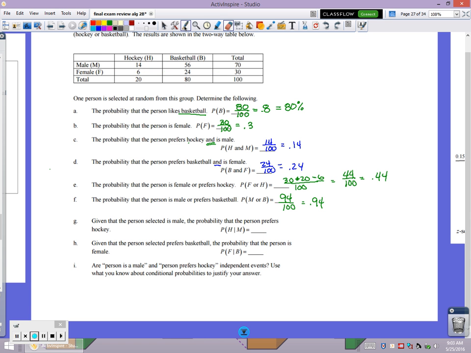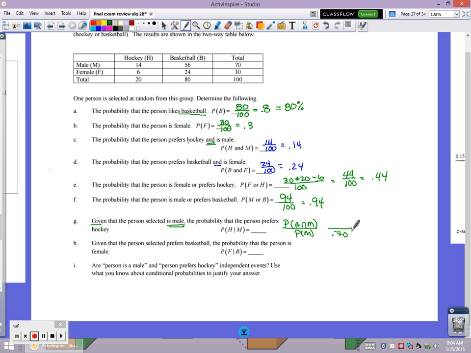So let's see what we got here. Given that the person selected is male, so given that they're male, the formula said we needed to take the probability of H and M divided by the probability of M. Our denominator is going to be the whole probability of just being male. Probability of male is 70 out of 100. So 70 out of 100 is 0.7. I'm just going to leave that as that.